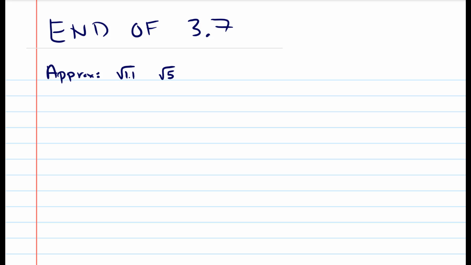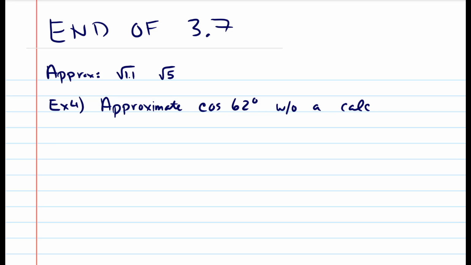So we are on example 4. Example 4 says, can you approximate cosine of 62 degrees? That is it. And then if you want to write something more with it, how about without a calculator? Okay, how's this going to work?